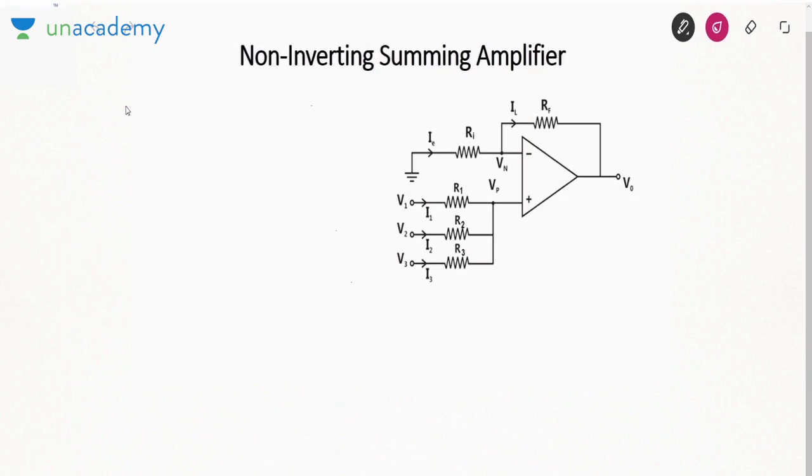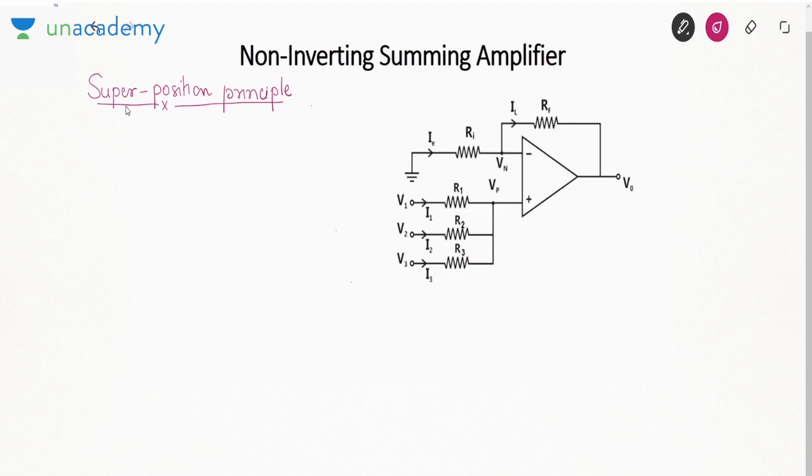Moving to the next application, non-inverting summing amplifier. Earlier we were talking about inverting summing amplifier. Same way we have non-inverting summing amplifier. Now in this case, what is the procedure? Here we use the superposition principle. Now the question that might be coming to your mind is, why are we using superposition? We directly solved for the case of inverting summing amplifier. Why do we need superposition for the non-inverting?